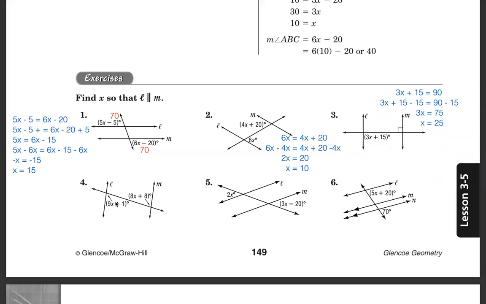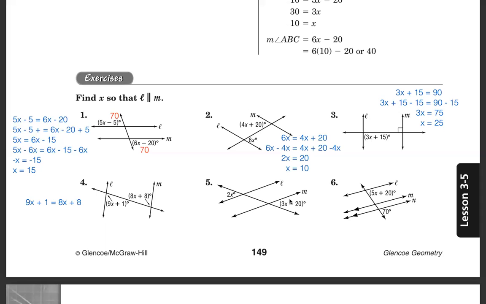For number 4 is the same thing. The argument here is its alternate interior angle. So I can type the equation and then you solve it on your own. 9x plus 1 equals 8x plus 8. So that's a very easy question, I mean, a very easy equation. You can solve that simple algebra there, solve for x. Alternate interiors, okay? There are alternate interiors.